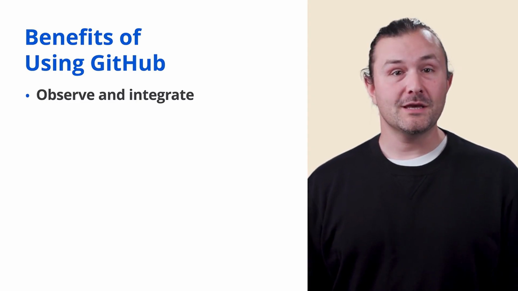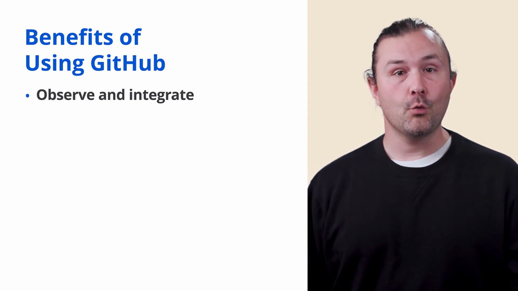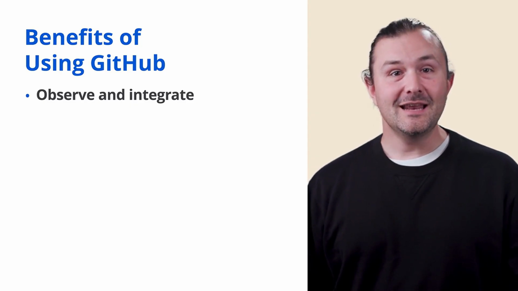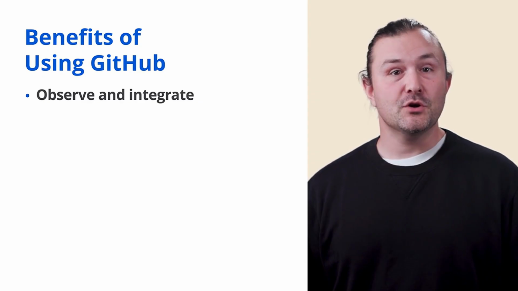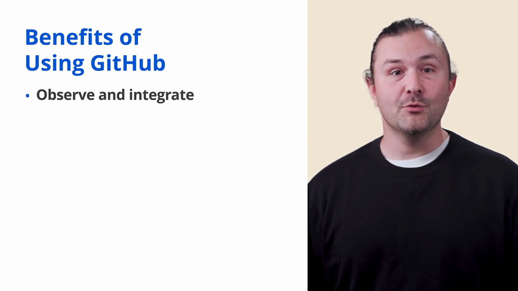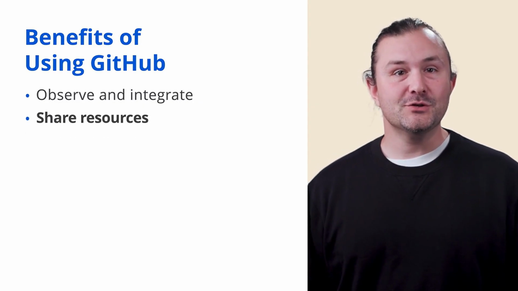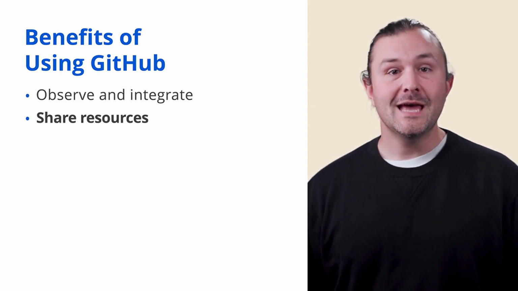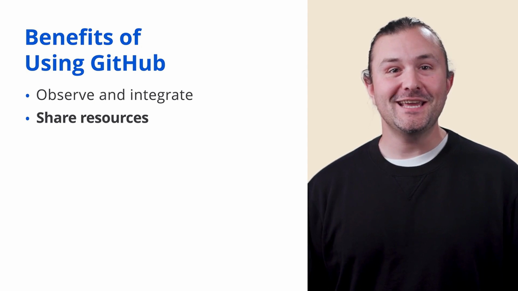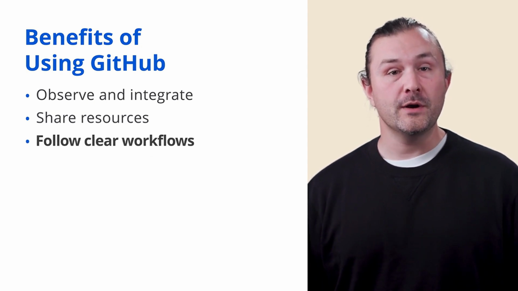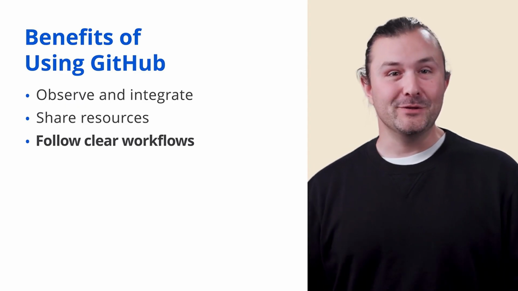Instead of developers working in isolation and trying to merge their work at the end, a process prone to conflict and errors, GitHub allows developers to continuously observe how their contributions fit with the team's work, ensuring seamless integration. It also allows them to share resources such as common libraries, tools, and code snippets to increase efficiency and consistency across the project and follow clear workflows for coding, reviewing, testing, and building.